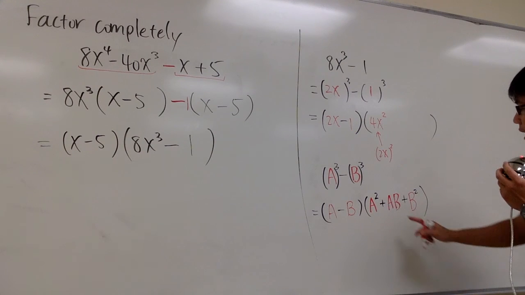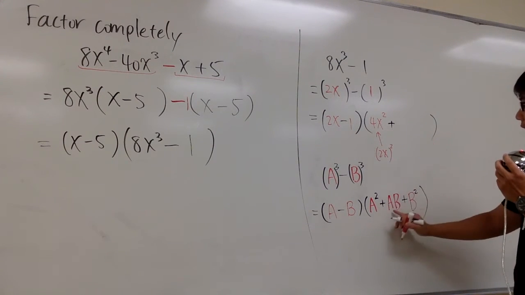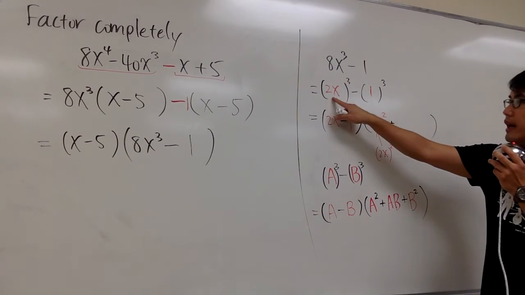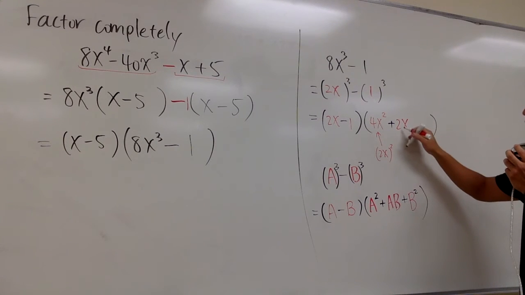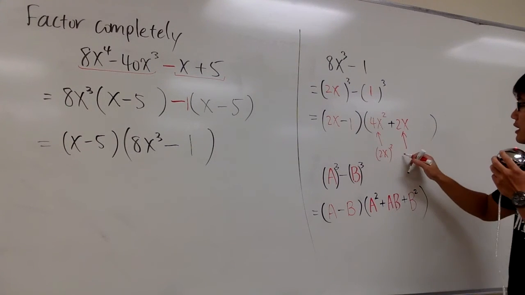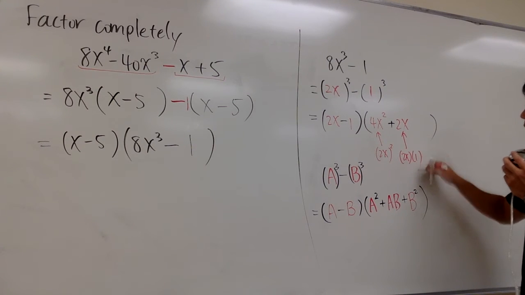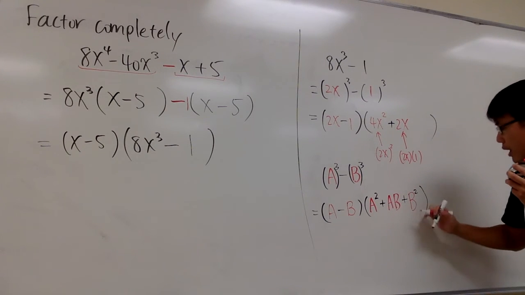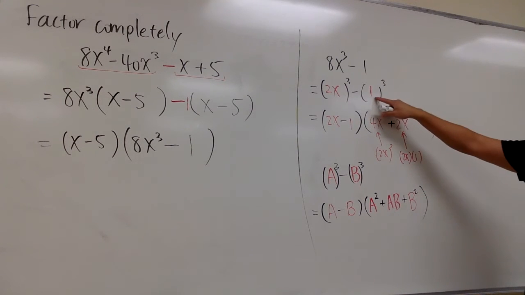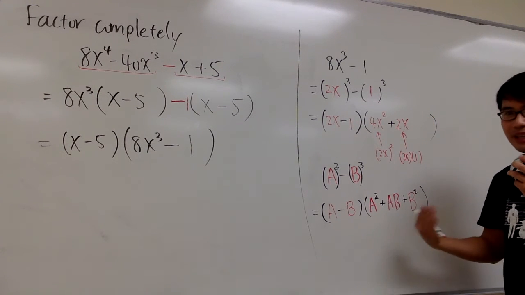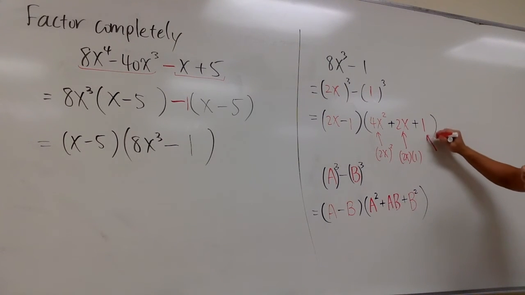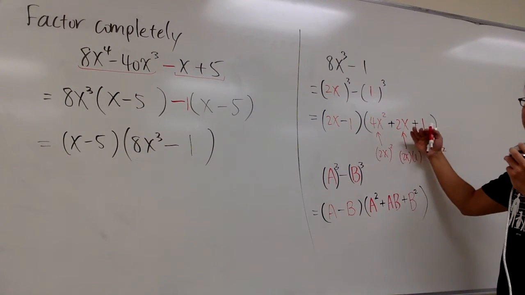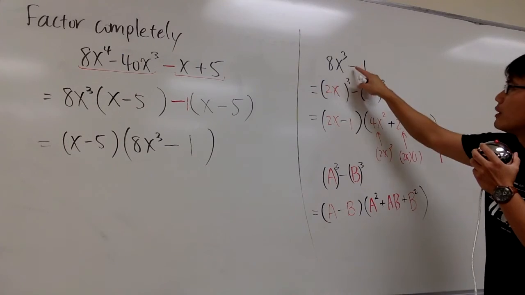Okay? And then we add a times b. That's going to be 2x times 1. And the result for that will be just 2x. So this 2x technically is because 2x times 1. At the end, for the last part, we have plus b squared. Well, b is 1, so we have to square the 1. We still end up with 1 though. So we have to plus 1 to this. But this 1 is technically 1 to the second power. And this right here is a factoring for 8x to the third power minus 1.